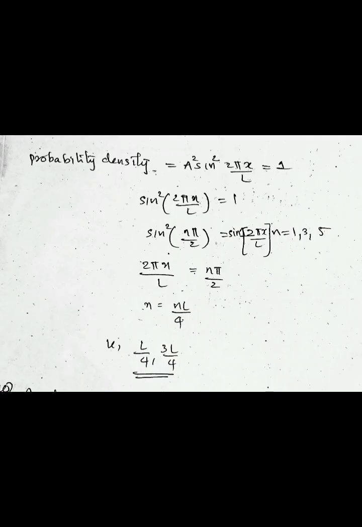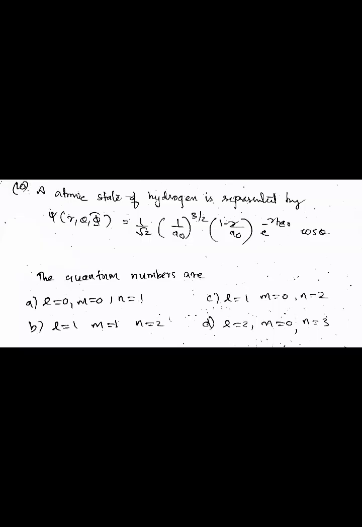So here the answer is option D. The next question is, an atomic state of hydrogen is represented by psi is equal to 1 by root 2 (1 by a0) the whole raised to 3 by 2 into (1 minus r by a0) into e raised to minus r by 2a0 cos theta. So find the quantum numbers.